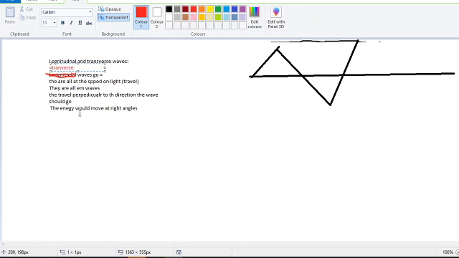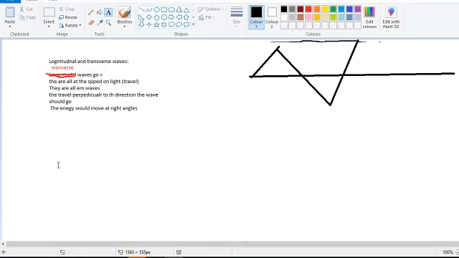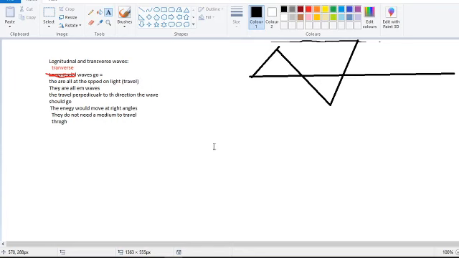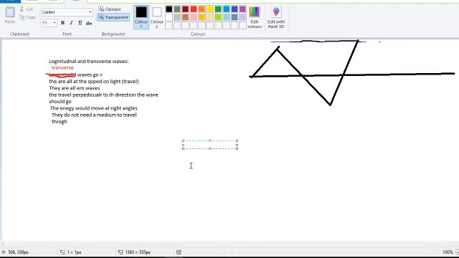Transverse waves. Yeah, so transverse waves, energy moves at right angles, travels at the speed of light. They do not need a medium to travel through, so they can travel through space, obviously. So those are the main points that you really need to know about transverse waves.